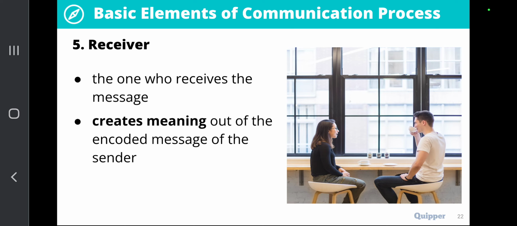Next is the receiver. The receiver is the one who receives the message, from the word itself, no? And the receiver creates meaning out of the encoded message of the sender. Take note that it is creating meaning out of; there is always a highlight on the encoded message of the sender. If you look at that statement, it already encapsulates the basic elements of the communication process. There is the sender, the message, the encoding, and the creating of meaning. Of course, it is given that there is also the inclusion of the communication channel.